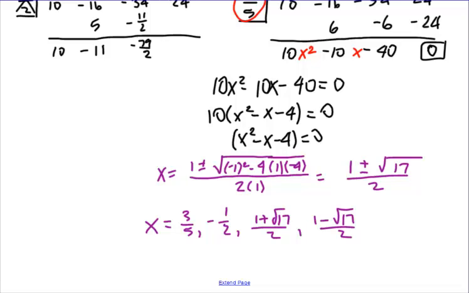Now, another thing that you can do is you can graph and find zeros. And I got a video for that on my channel. So you just search out and find the calculator that you've got. And you can use that to help you find the zeros as well.